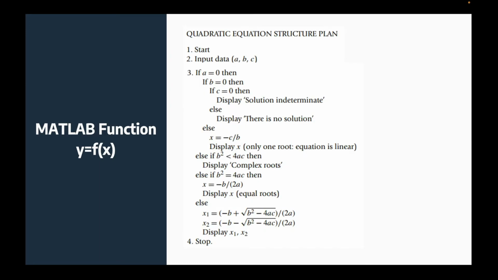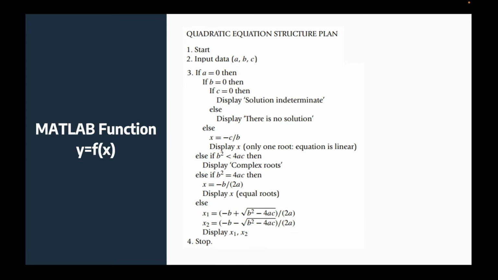Now the structure plan or the coding plan: you will ask the user to input the data a, b, and c. Now we say if a equals 0 and b equals 0 and c equals 0, then you say the solution is indeterminate. That's from math. Else, if a and b are 0 but c is not, then display there is no solution. Else, if a equals 0, x would equal minus c divided by b, then you display x, only one root, the equation is linear. Else, if b squared minus 4ac is negative, then you display complex roots.